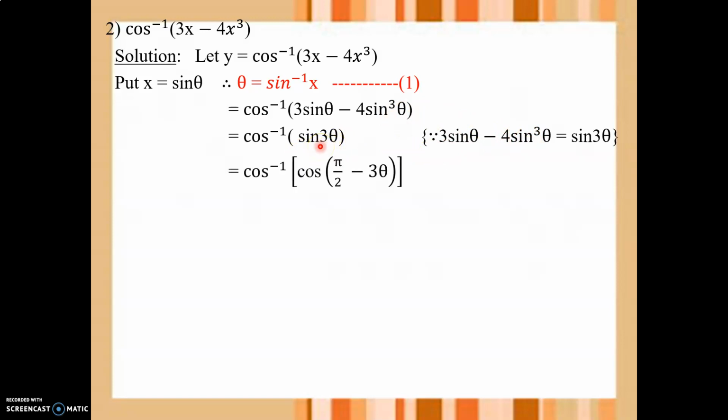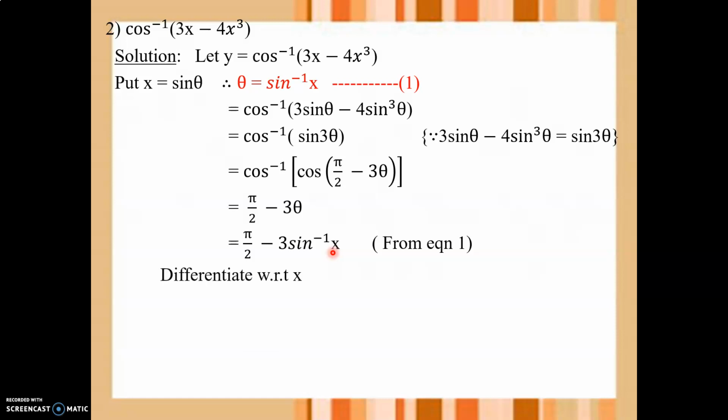Now this term is sine 3 theta inside and outside is cos inverse. If it becomes cos, then only it will cancel. For that we can use the allied angle formula. Cos of pi by 2 minus theta, that is cos 90 minus theta, is sine theta. So sine 3 theta is cos of pi by 2 minus 3 theta. Cos inverse and cos will cancel in the next step. So you will get pi by 2 minus 3 theta. Now you have to resubstitute theta as sine inverse x from equation number 1. So y is equal to pi by 2 minus 3 sine inverse x.